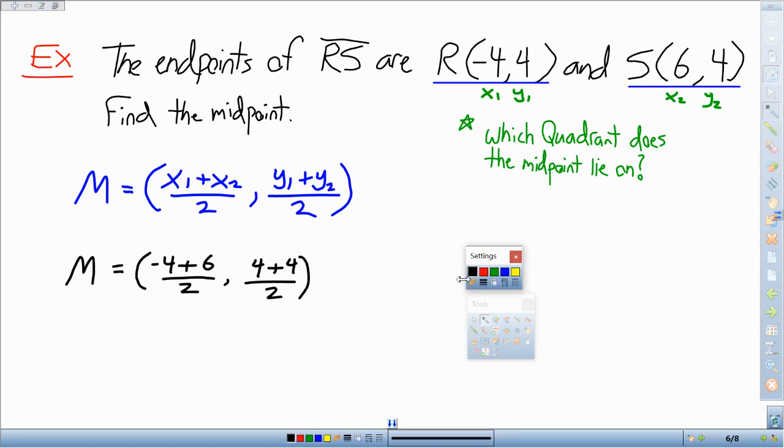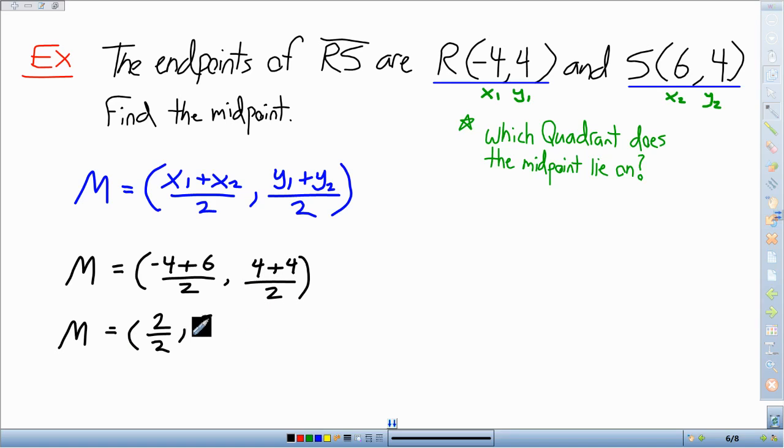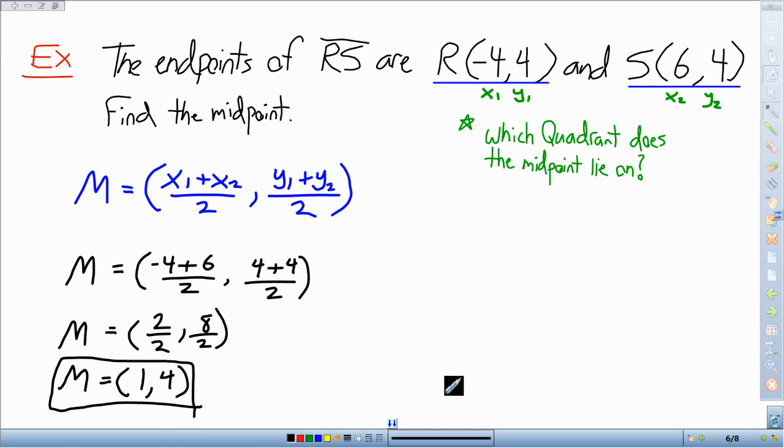Pretty simple math here, right? -4 plus 6. Remember, we can look at this in reverse. This is just 6 minus 4, which is 2. So we're getting 2 over 2. And then over here, 4 plus 4, we're getting 8 over 2. These actually divide evenly, so we don't even need a calculator. It looks like we're getting 1, 4. There is the midpoint to our segment.